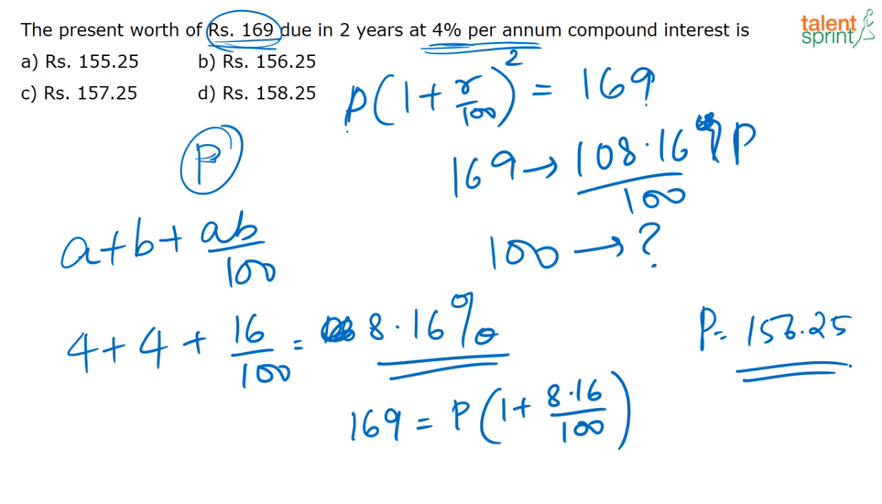169 is not the principal, it is the amount that you are getting after so many years. The present worth of rupees 169 due in 2 years is what? That is what is asked. So 169 is the amount. Hope this method is clear. Using effective percentage, we found out the percentage. So 169 is equal to P into 1 plus 8.16 by 100, or that is 108.16 by 100, or 108.16 percentage of P is equal to 169. So what is 100%? Cross multiply. And you get the answer as 156.25.